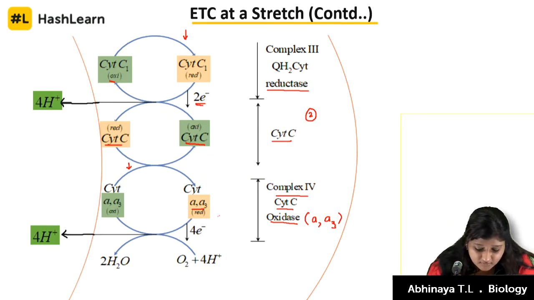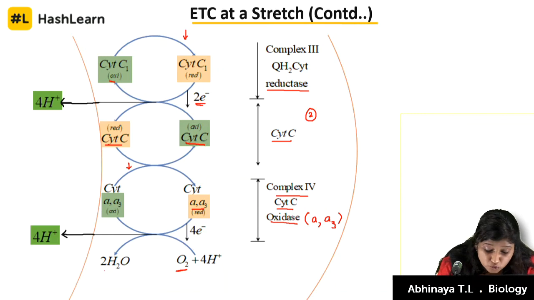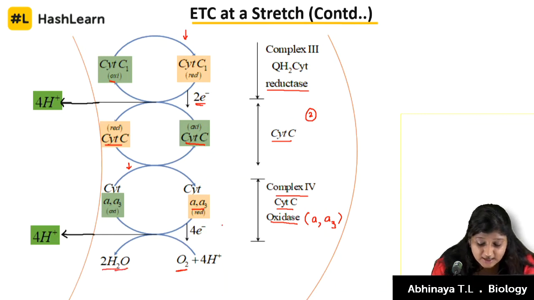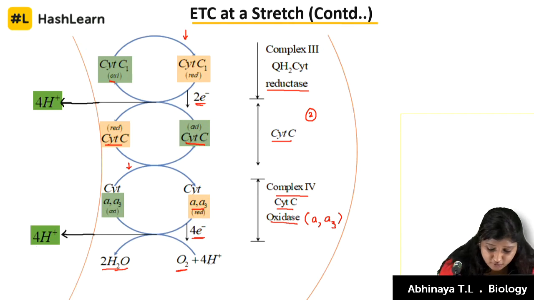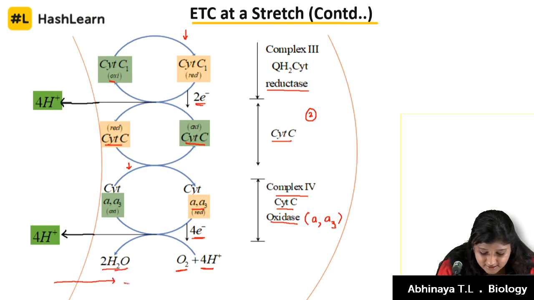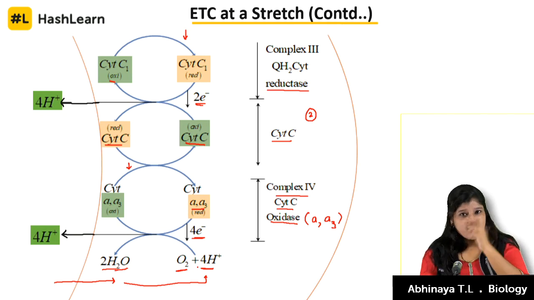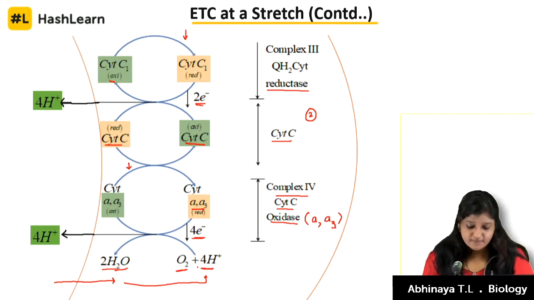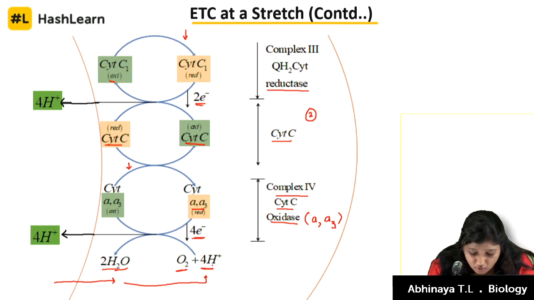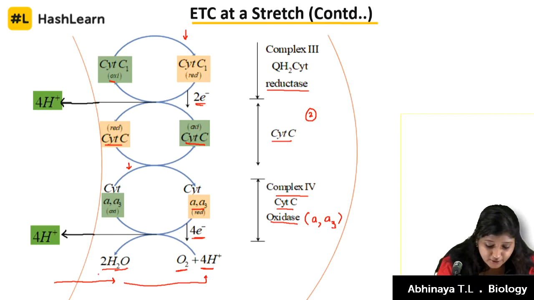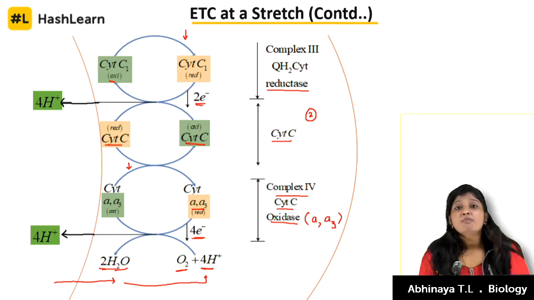Now our beautiful oxygen, to form 2 molecules of water, is going to require 4 electrons and 4 protons. The 4 protons actually come from the intermembrane space, the space which divides the outer and inner membrane. So oxygen with 4 protons and 4 electrons forms 2 molecules of water.